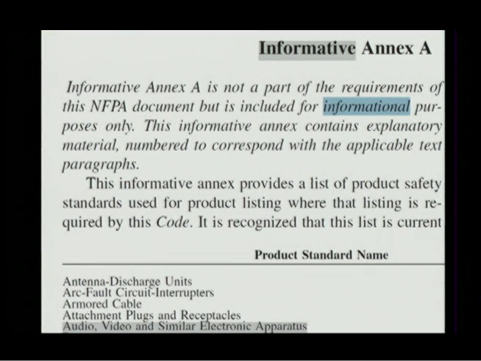Informative annexes. Now, it used to be just called an annex. Now it's called an informative annex. Now, an informative annex is not part of the requirements of this NFPA document, but it's included for informational purposes only. Informative annex contains explanatory material numbered to correspond with the applicable text paragraph. So what we have is annexes in the back of the book. And it's like, what the heck is an annex? This is just like, oh, we just had some stuff and we thought you maybe want to know about it, so we kind of just put it there in the back. So it's just kind of there. And so you'll see where we're going to start using some annexes, and we'll use an annex a couple of times.